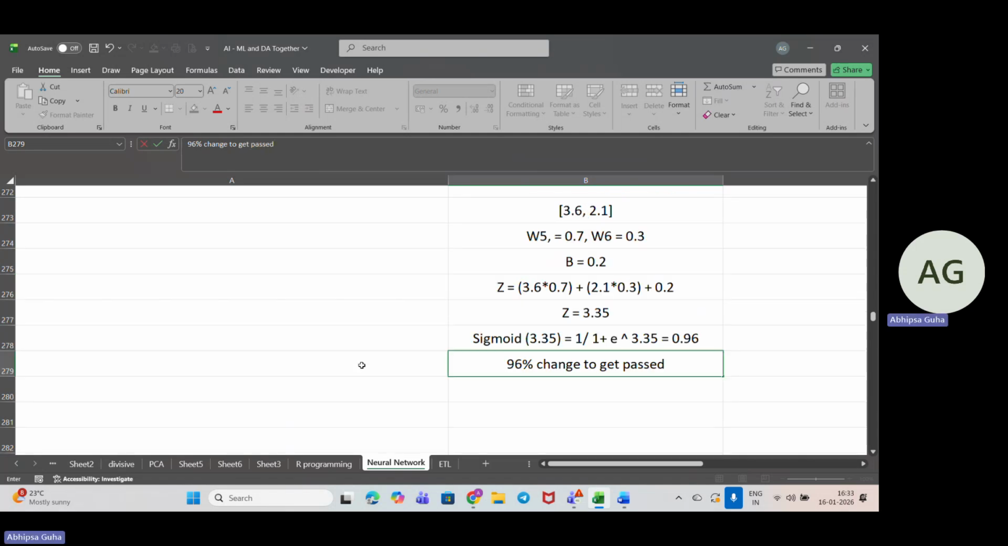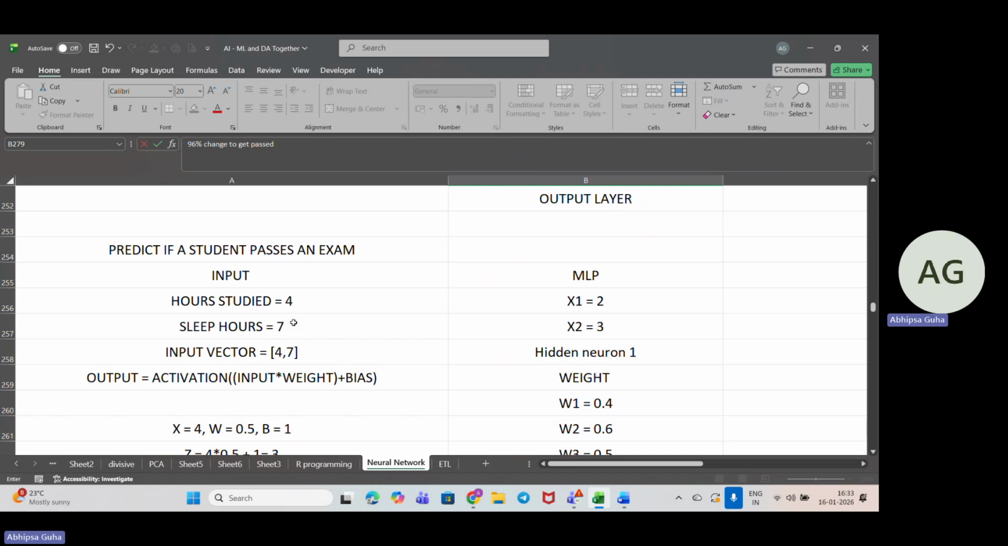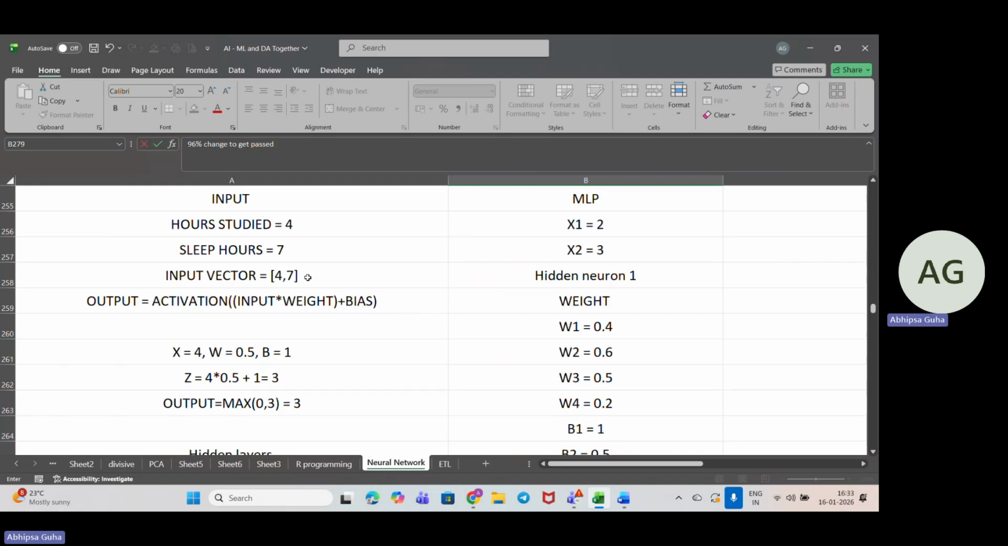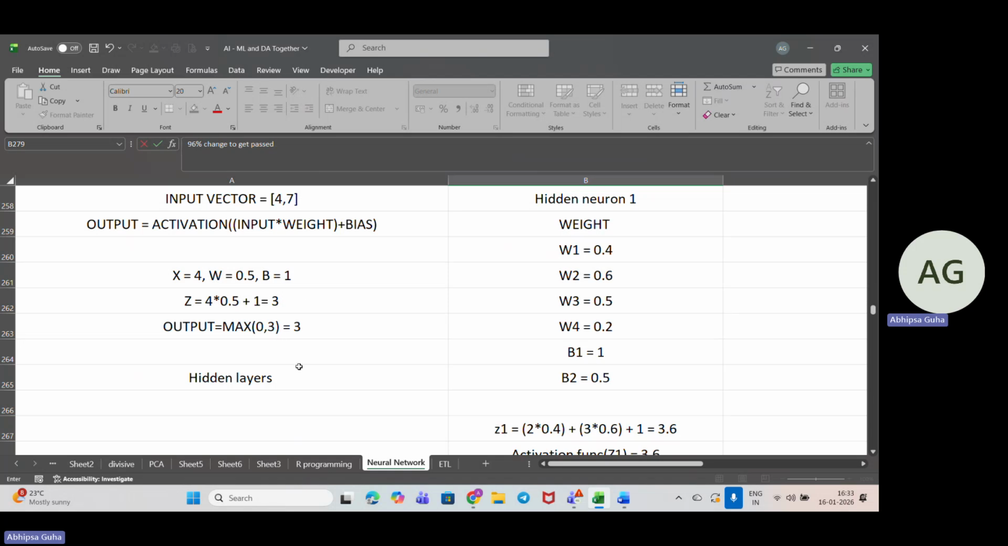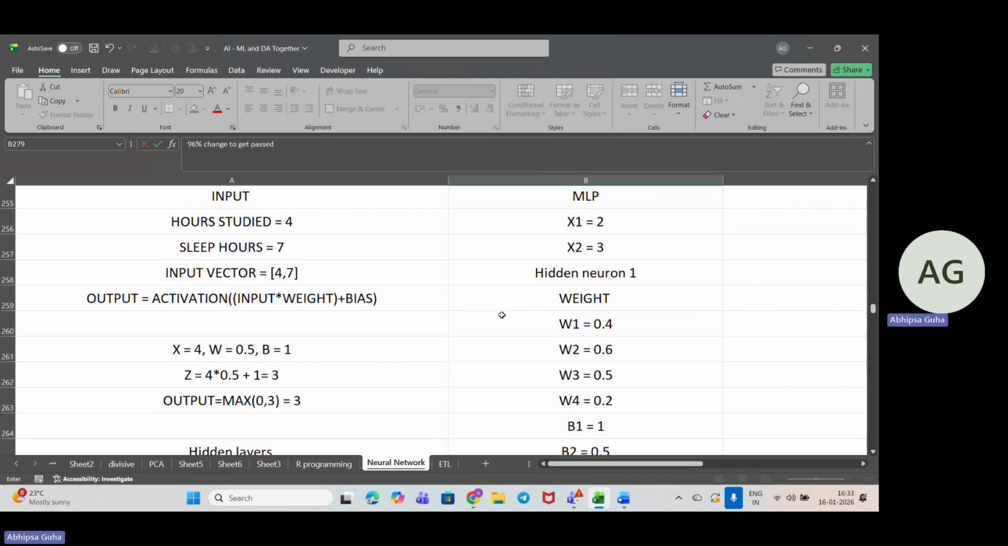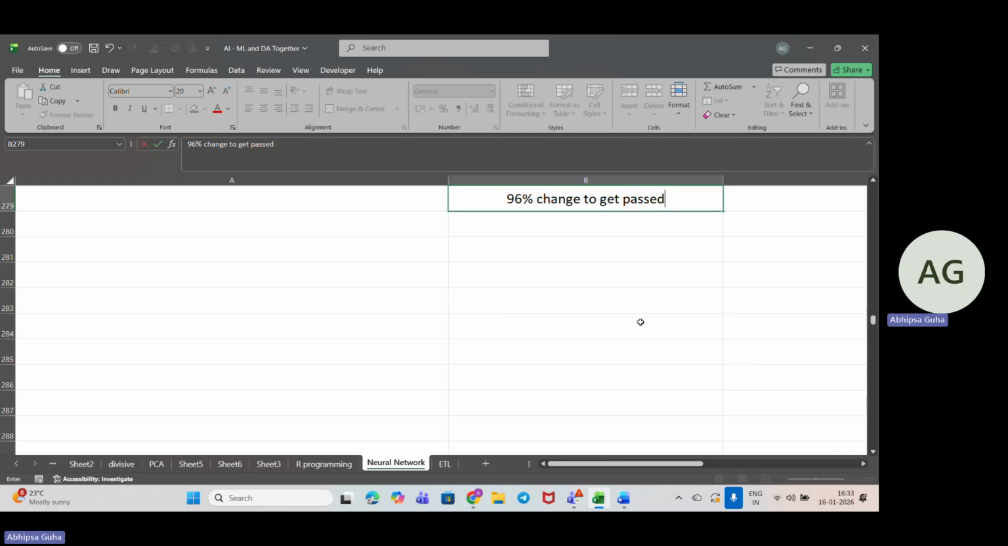Okay. So this is the idea. We have started from here and we have just gone here like that and we have got the values like this, and based on that we are just taking it this way, right? So we have just got the finding that there is a 96% chance to get it passed.